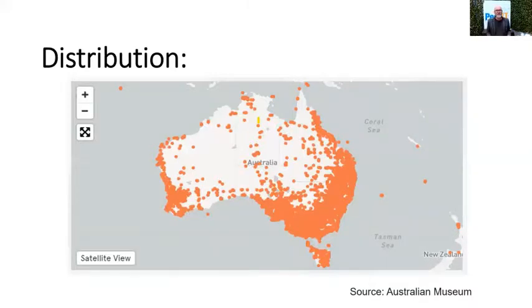But from a distribution perspective, well, we've got a bird that's pretty much inhabiting just about every town, city, and major centre within Australia. So they are literally right across the country.